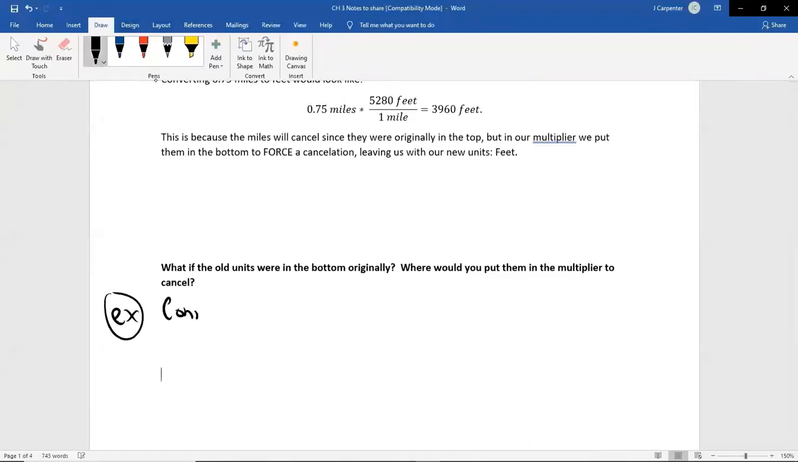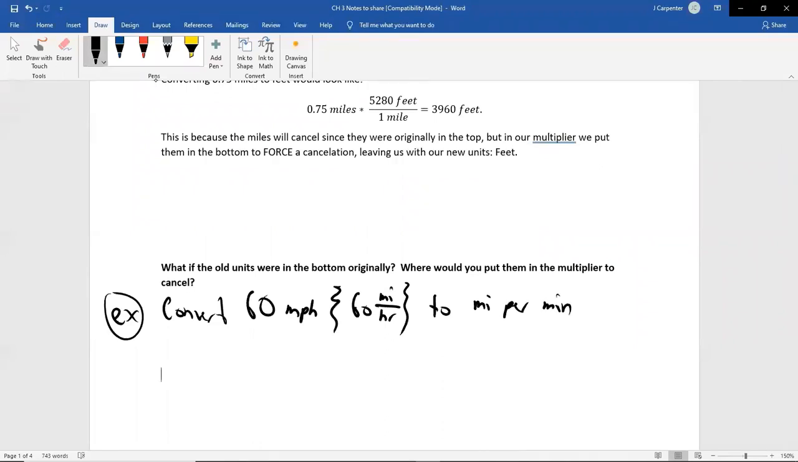So we're going to convert 60 miles per hour, which is the same thing as writing that as 60 miles on top of hours. I'm just saying that's the same thing. 60 MPH is miles on top of hours. And we're going to convert this to miles per minute.